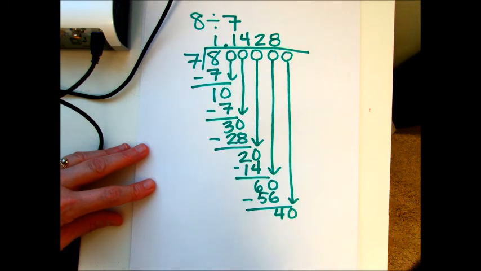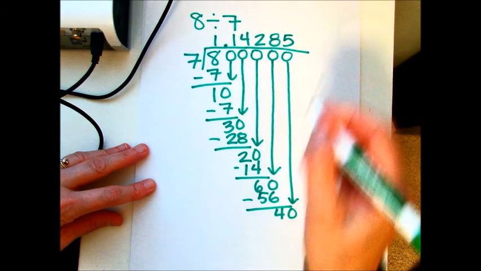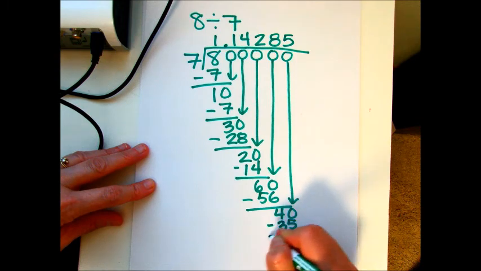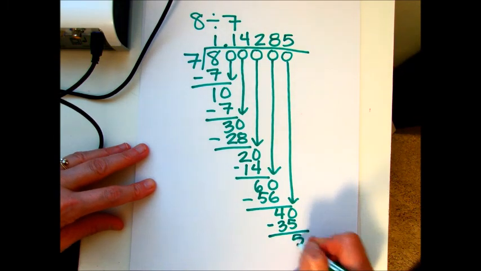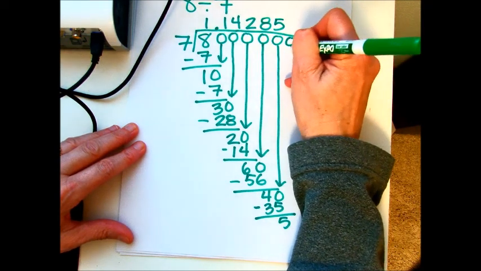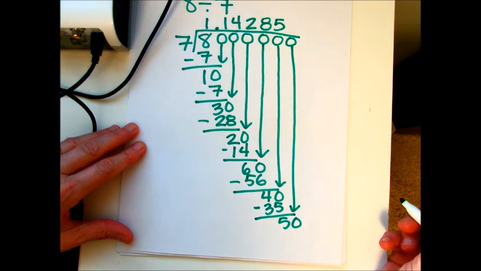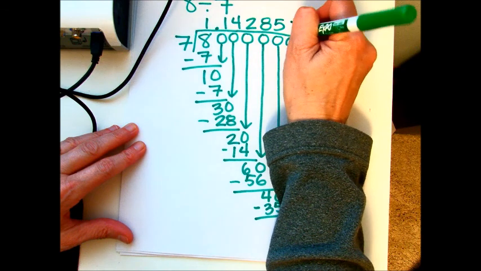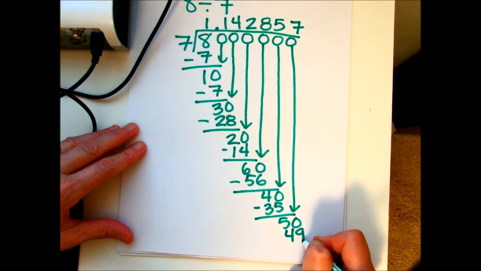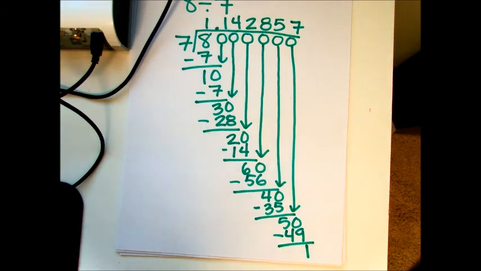How many times does 7 go into 40? Well, I know 7 times 5 is 35. Okay, and I got 5 left over. Again, I'm going to add that 0. And I know 7 times 7 is 49. 49, subtract, I get 1 left. Now, I'm going to stop here because I want to show you something. And maybe you found it.